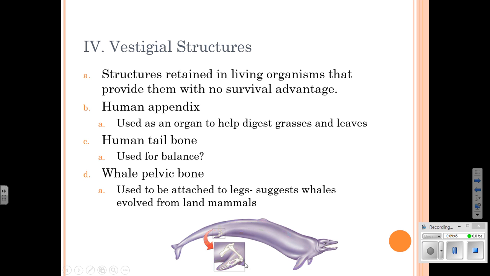Another good one here is the whale. Whales actually still have pelvic bones. Obviously they don't have legs anymore, but this is a suggestion that if the hip bone is still there, we definitely could assume that at one time they probably had some leg bones that were attached to it. They may have then evolved from a land mammal of some sort and made their way into the water.